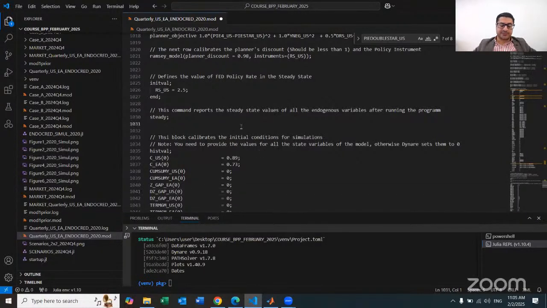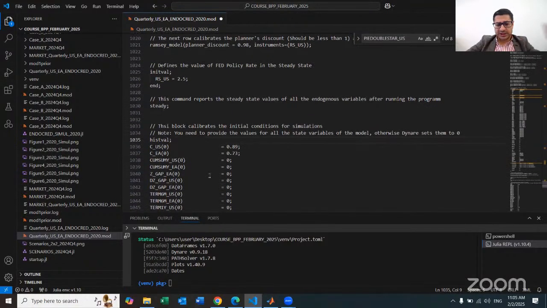and let me here show what initial conditions we set here to do this experiment. So first of all, you need to write down the block called histval. So what does it mean? We are saying that we want to do simulations not from the steady state, but from some point.